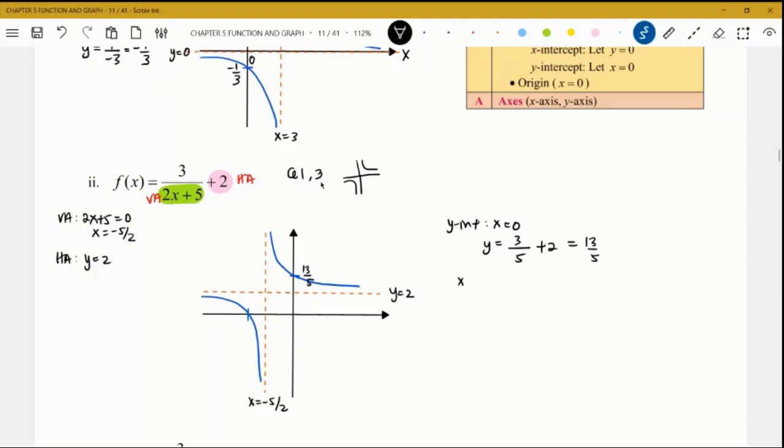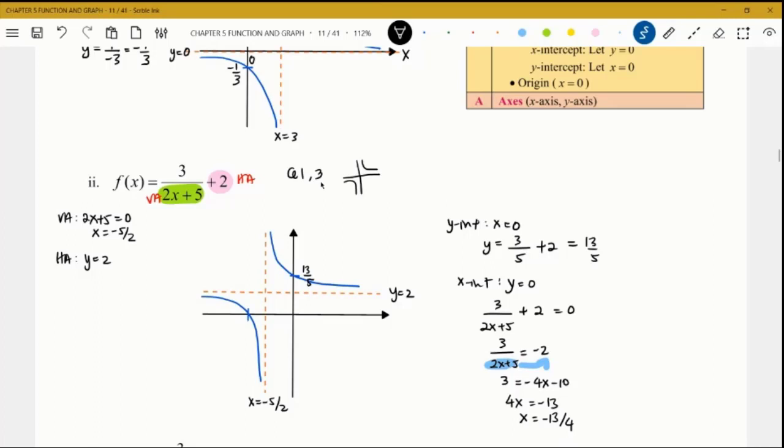Okay, and then your x-intercept, which is y equal to 0. So 3 over 2x plus 5, plus 2 equal to 0. So we have 3 over 2x plus 5 equal to negative 2. We can cross-multiply since it's an equation: 3 equals negative 4x minus 10. So I move this to the right side. Okay, so we're going to have 4x equal to negative 13. So x will be negative 13/4.